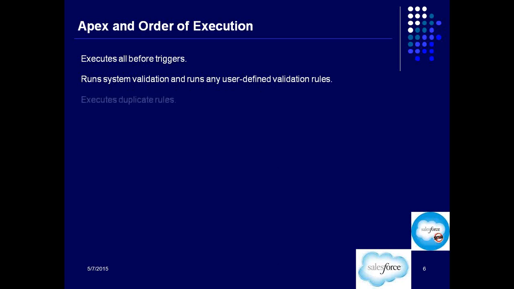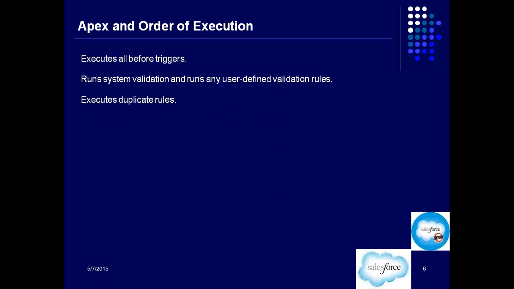Then it executes duplicate rules. It will go and check if there are any duplicate rules and if the data is duplicate or not. Duplicate rules are not your before trigger logic; that comes under before triggers. Duplicate rules are, for example, when you are creating a field and you define this field as unique. Those are considered under the duplicate rules. And the ones that you have defined under triggers will be taken care of in the before triggers.